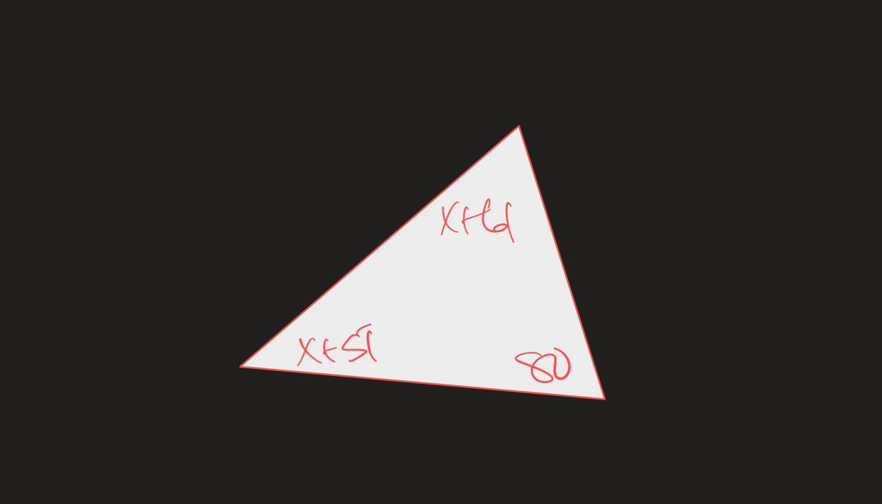All right, let's look at one more here. Let's do one more, and we'll get you going here. Okay, let's take a look at this one here. So this time it looks like two of the angle measures are algebraic expressions. So we're going to take all three of those. x plus 51 plus x plus 61 plus 80 equals 180. Again, we're adding up all three angles.